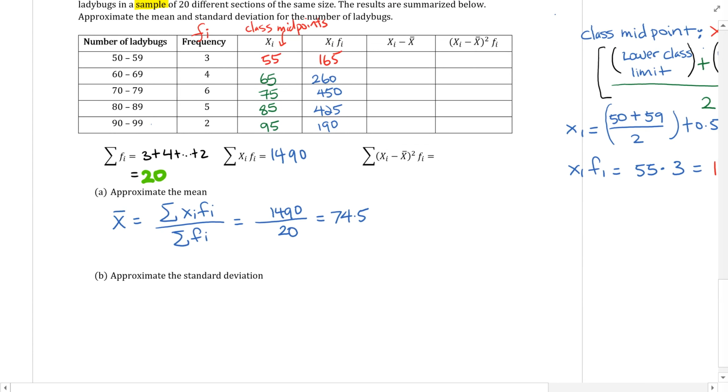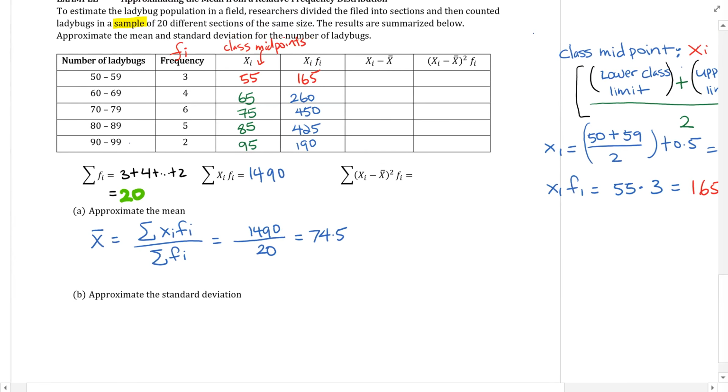Now, once I found my mean, I can use that to calculate my standard deviation. This is fi. So now, to calculate the standard deviation, I'm going to add 2 columns that help me. First, I'm going to do xi minus x bar. X bar is my mean. This is part 1. Then part 2.